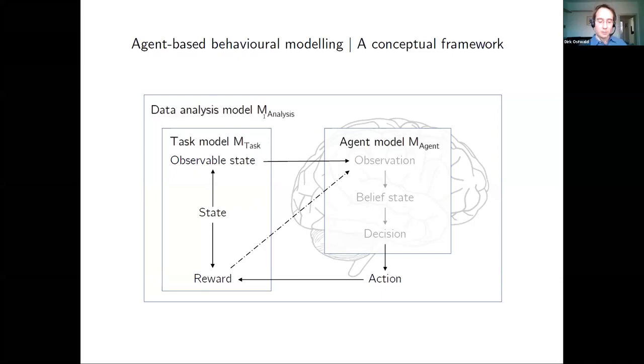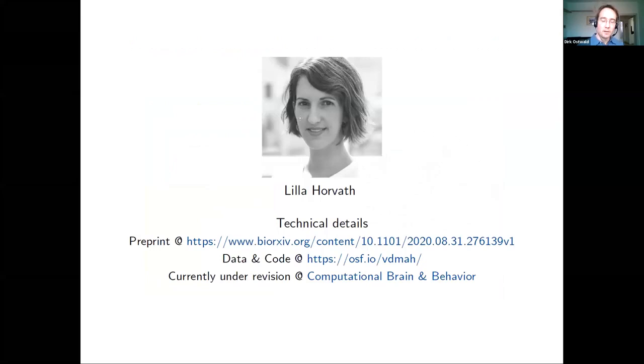The project that I want to present as part of this ongoing initiative of agent-based behavioral modeling was conducted together with Lilla Horvath, a PhD student. My aim here is to provide a general overview of this project. For all technical details, interested members of the audience are very welcome to look at our preprint. There's also an OSF repository where you can find the data and the code. And we are currently revising this work for Computational Brain and Behavior.